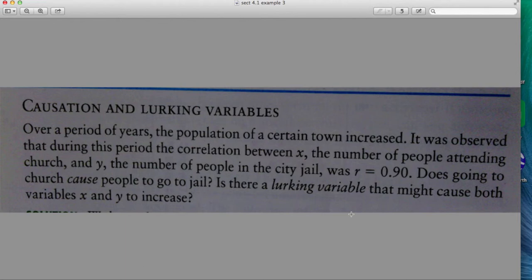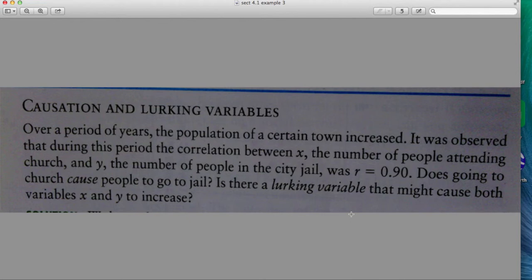However, this data implies that going to church causes people to go to jail. This is where you have to ask yourself if there is a lurking variable or something else causing this correlation to occur. But the high correlation is probably due to a population increase in the town, which is probably the lurking variable.